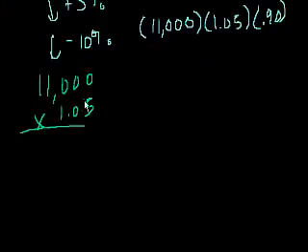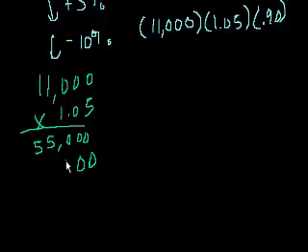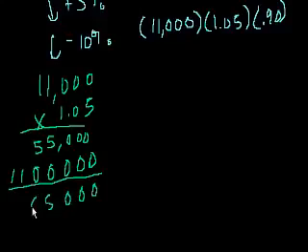5 times 11,000 is 55,000. And then we should add 2 zeros. And then 1 times 11,000 is 11,000. You add them up, you get 0, 0, 0, 5, 5, 1, 1. And we have 2 digits behind the decimal point. So we got 11,550, which is right. It would have been weird if we got 100,000 or 1,000, right? We only had a 5% change.